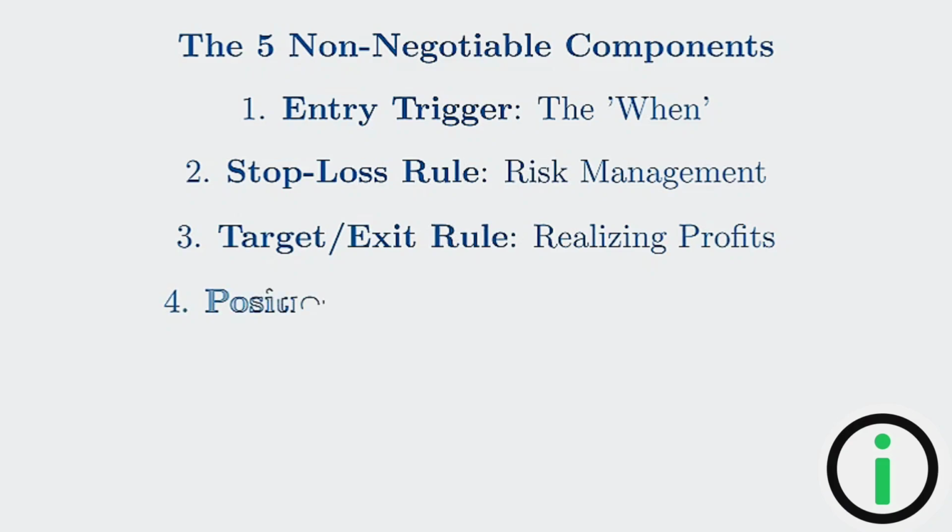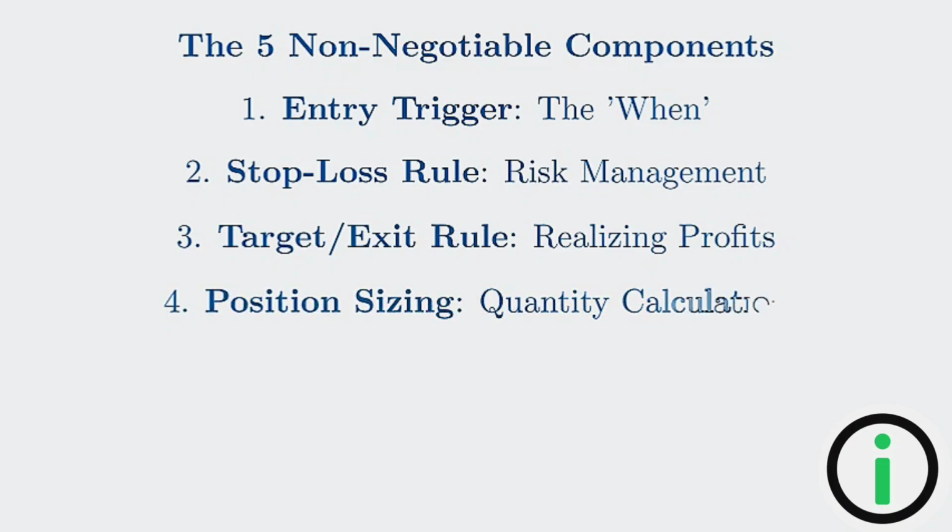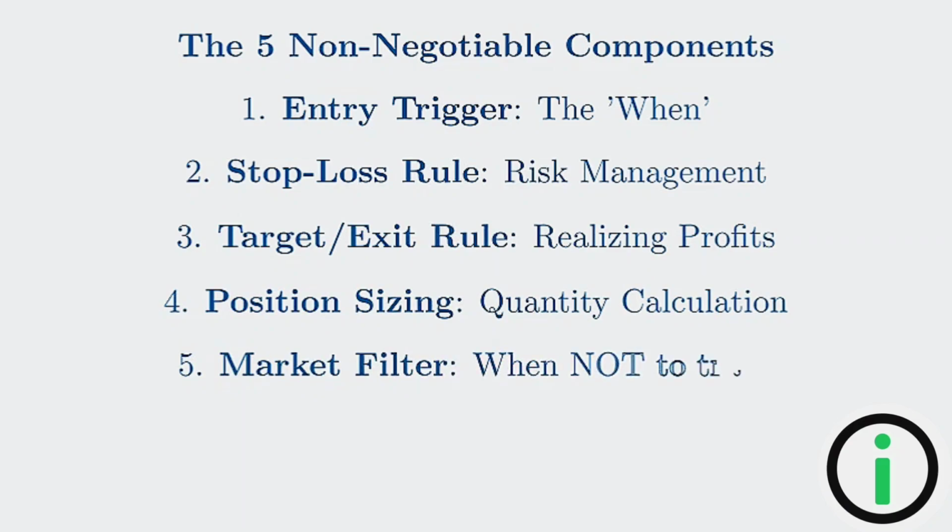Fourth, the position sizing rule. Exactly how many shares or contracts do you buy based on your account balance? And fifth, the market condition filter. This defines when you should stay on the sidelines. For example, I only trade this trend following system if the price is above the 200-day moving average. If you are missing even one of these, you aren't trading a strategy. You are gambling on a hunch.